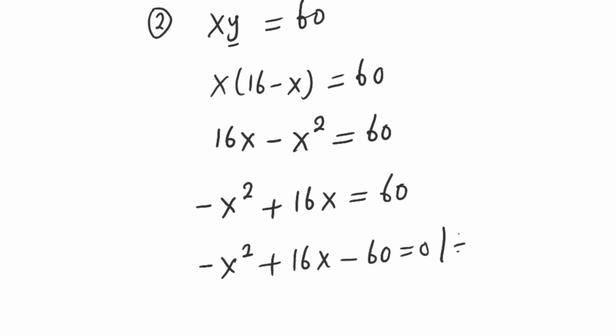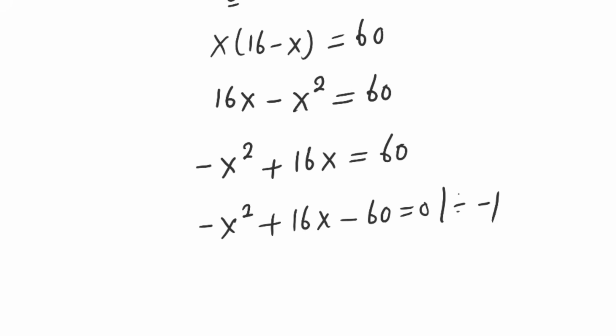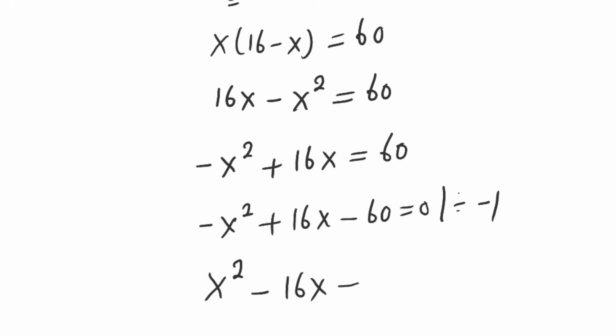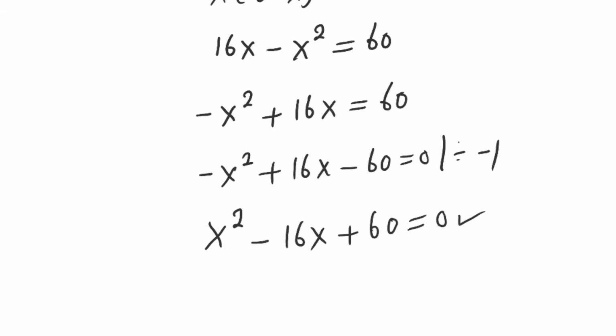Let us divide the whole of this equation by minus 1. Minus x squared divided by minus 1 is x squared. Then plus 16x divided by minus 1 is minus 16x. Minus 60 divided by minus 1 is plus 60, is equal to 0, because 0 divided by minus 1 is 0. This is a quadratic equation which can be solved using the quadratic general formula.